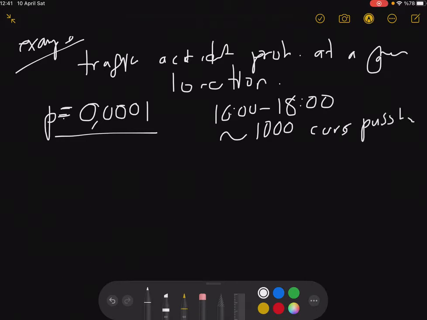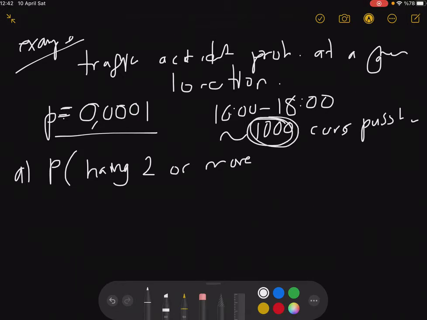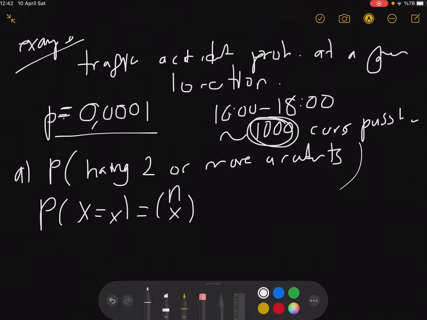Now the question is, what we're curious about is what is the probability of having 2 or more accidents here? 2 or more accidents. You see your trials are 10,000 here. So your probability of X equals x is n choose x p to the x, q to the n minus x. So you either have an accident or not, right? It looks like a binomial trial, so we calculate it like this. No problem.